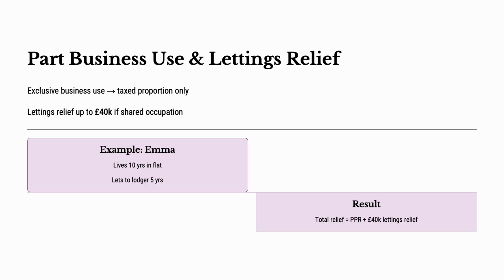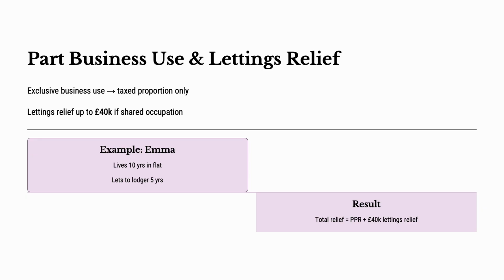The next thing is part business use and letting relief. What if you use part of your home exclusively for business, or what if you let out part or all of your property? If part of your home is used exclusively for business, like a dedicated home office that clients visit, that portion does not qualify for PPR. You shall pay CGT on the proportion of the gain attributable to the business use.